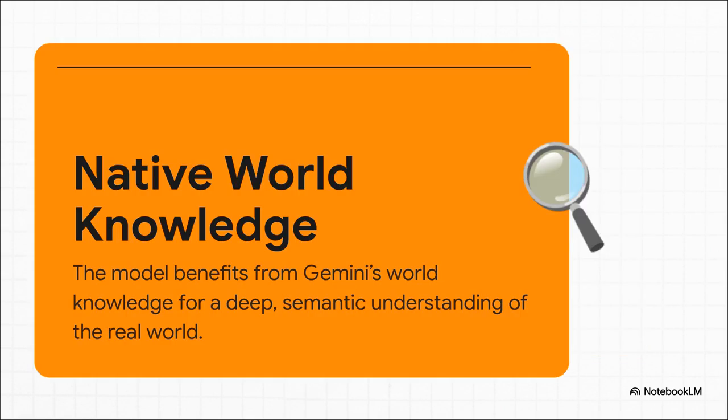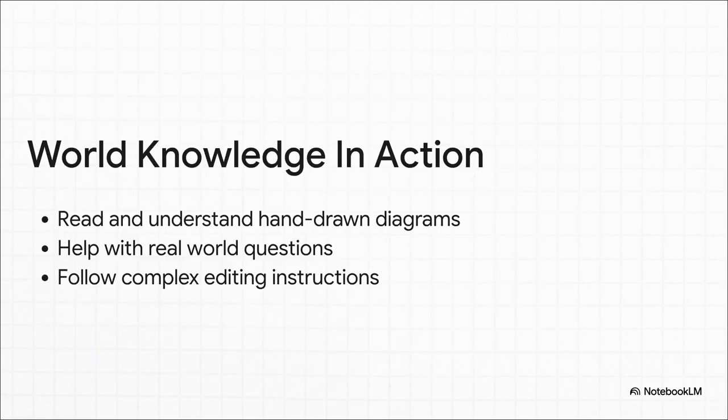Now, the third superpower is what makes this model so smart: native world knowledge. Since it's built on the Gemini Foundation, it has this deep, almost common sense understanding of how the world actually works. It's like collaborating with an artist who also happens to be a world-class researcher. And this is a really huge leap.